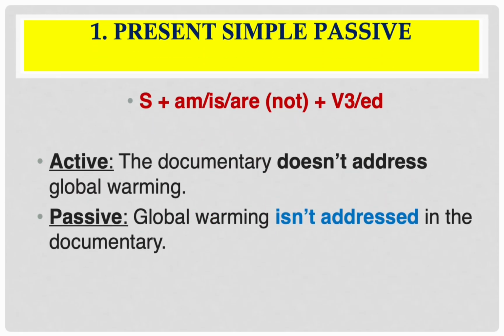In the present simple passive, we use am, is, are plus past participle. Example: active. The documentary doesn't address global warming. Passive. Global warming isn't a threat in the documentary. So remember, am, is, are plus past participle. That's the present simple passive.